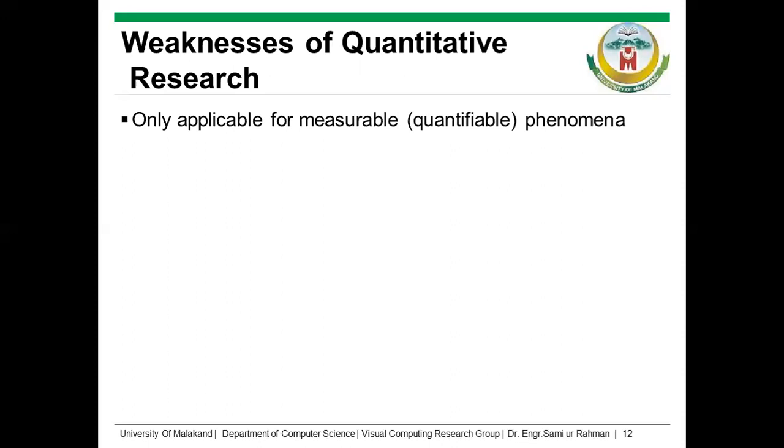Okay, so if we are researching the satisfaction level or the happiness level or the anger level and these things, here quantitative research can't be applied because these values are qualitative in nature and can't be precisely represented with numerical values. Okay, so quantitative research is applicable in those areas where the phenomena can be represented numerically.